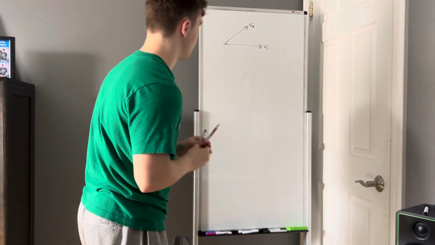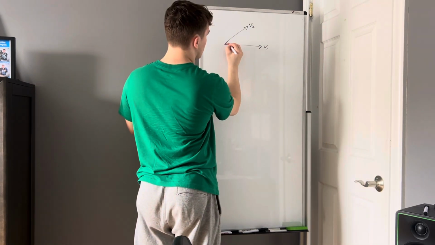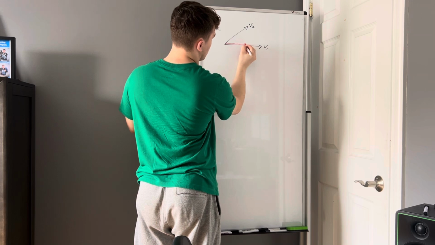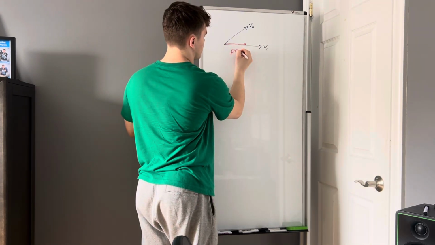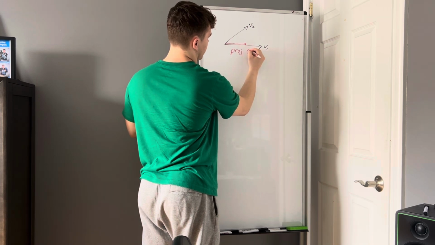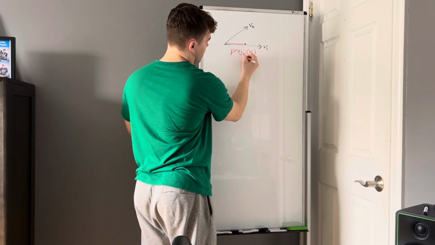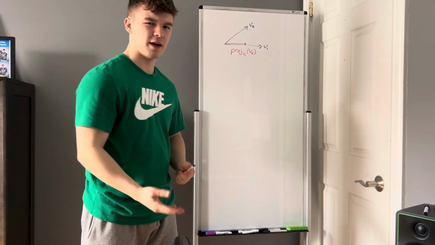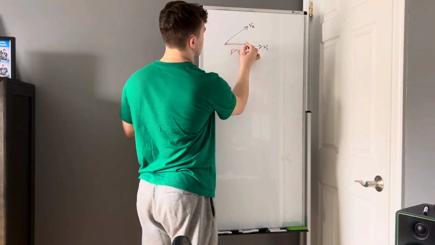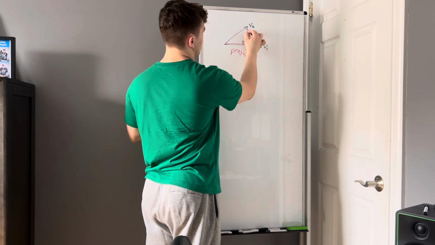So I'm going to use my red here. This red vector right here is the projection of v2 on v1, kind of the same way that we would write a logarithm maybe. And this will have a right angle with v2.